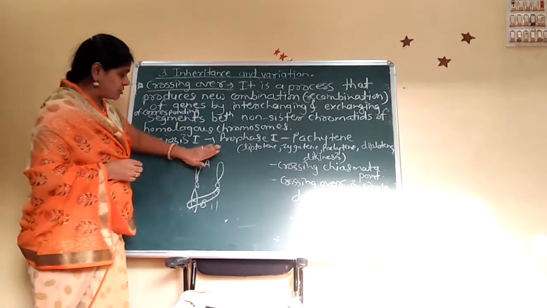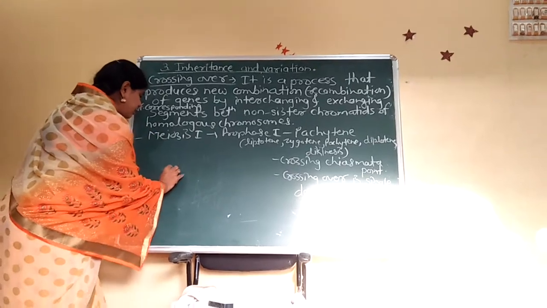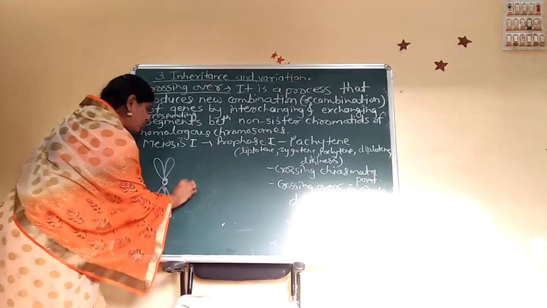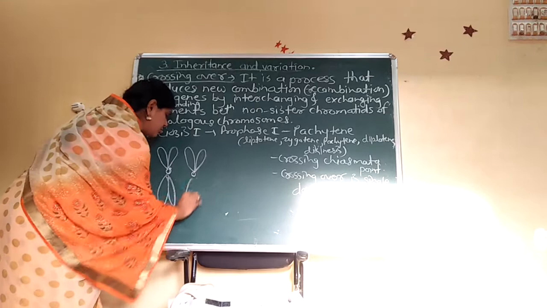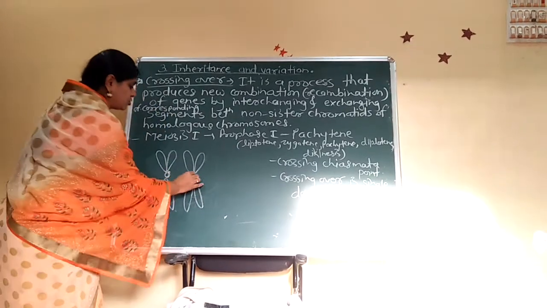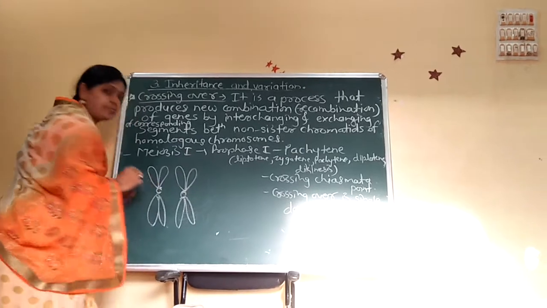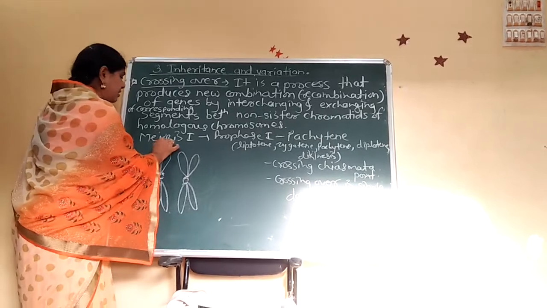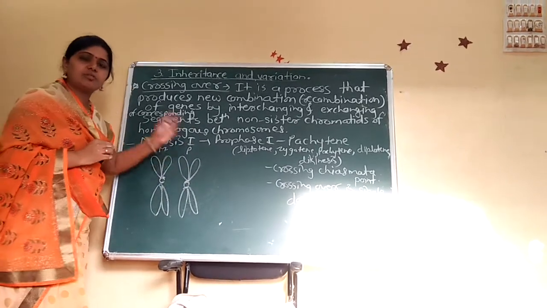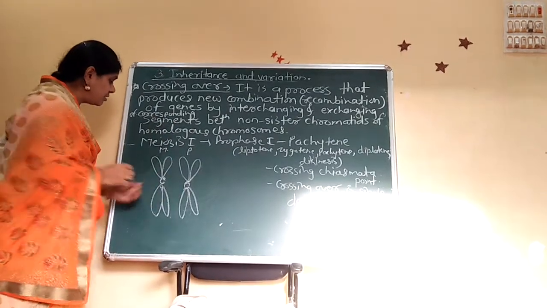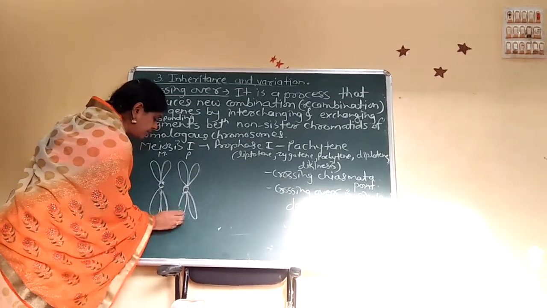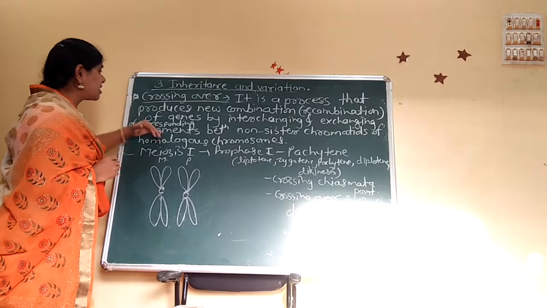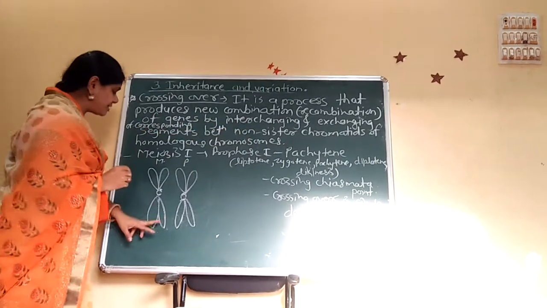Here, this is one chromosome, this is another chromosome, and these are the homologous chromosomes. One is maternal and one is paternal. These are the homologous chromosomes, maternal and paternal: one is the mother chromosome, one is the father chromosome. When these chromosomes exchange genes by exchanging the corresponding segment between non-sister chromatids.